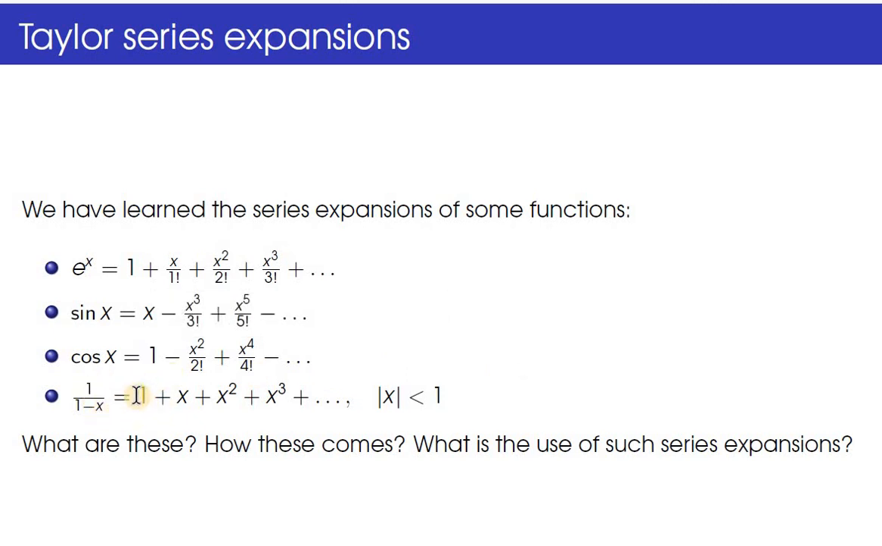And 1 by 1 minus x has the series expansion called a geometric series, which is 1 plus x plus x square plus x cube plus etc. You might have seen this as the infinite sum of a geometric progression whose first term is 1 and common ratio is x. So the question is, how are we writing functions as a series like this? What are the conditions required for writing that function as a series, how to find the coefficients, and what are the uses of these series expansions? This is what we are going to see here.